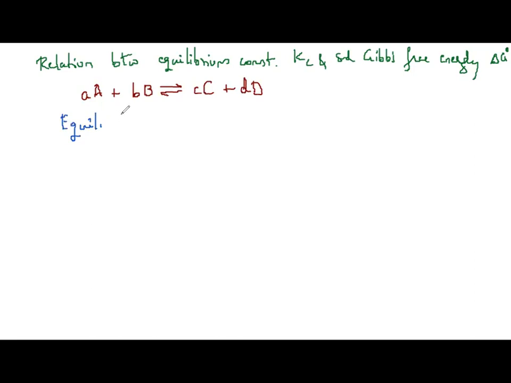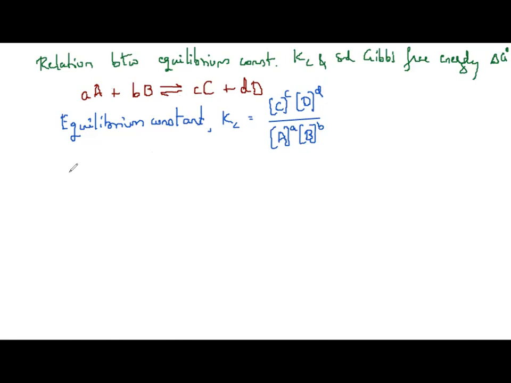Equilibrium constant, Kc, is equal to what? It is equal to the product of molar concentrations of the products raised to stoichiometric coefficients to the product of molar concentrations of the reactants raised to stoichiometric coefficients. So this is the equilibrium constant, where this represents concentrations. According to this particular expression, it is the equilibrium constant.